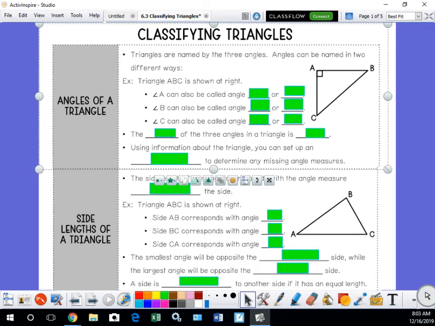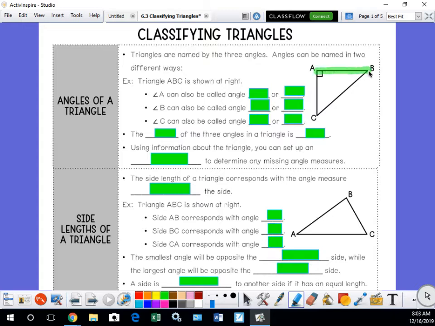Okay, today your lesson is on classifying triangles. So triangles are named by three angles. Angles can be named in two different ways. So here we have an example of a triangle over here. The triangle is called ABC. It's made up of these lengths, A to B, B to C, and C to A.